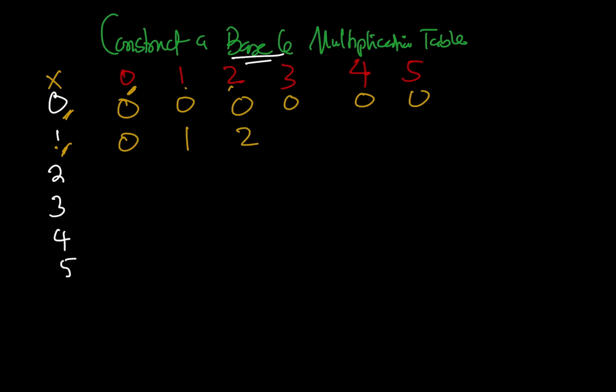1 times 2 is 2. 1 times 3 is 3. 1 times 4 is 4. 1 times 5 is 5. 2 times 0 is 0. 2 times 1 is 2. All right? 2 times 2 is 4. But we are working in base 6, so we can write the 4.